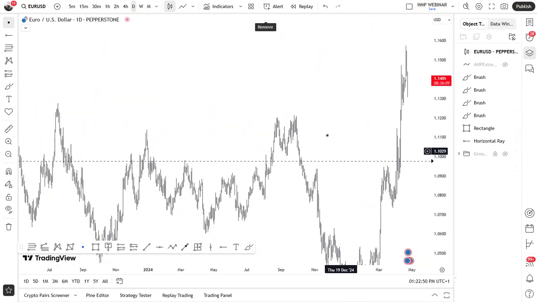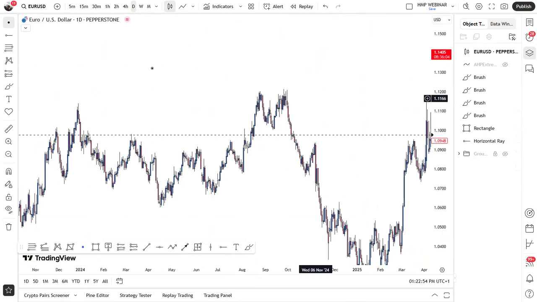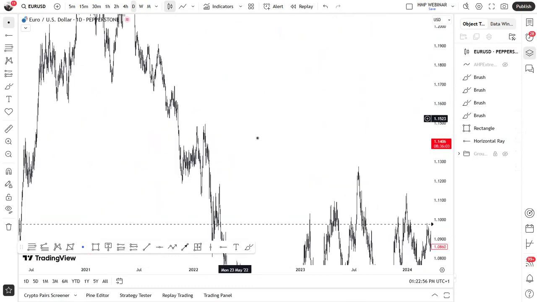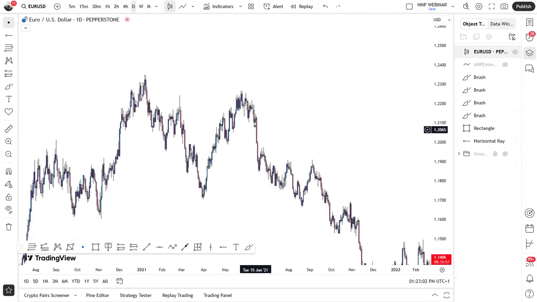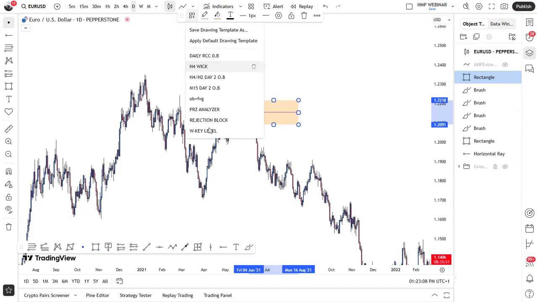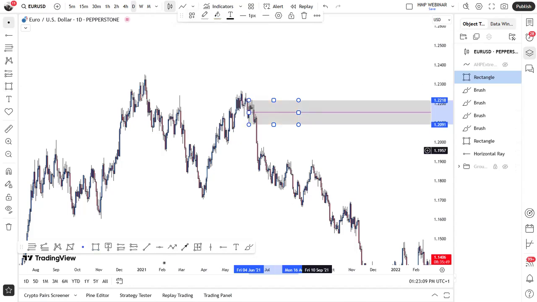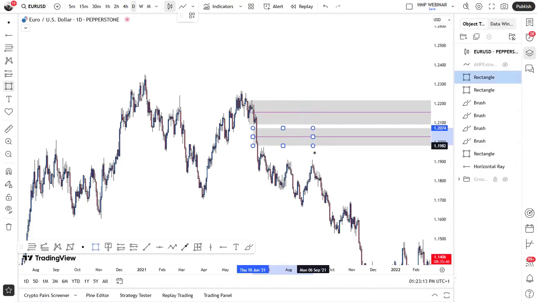Now let's look at what is happening here on EURUSD, for instance. You can see that right here we have this key level. This is an order block. Then before that order block, there is a fair value gap here also.